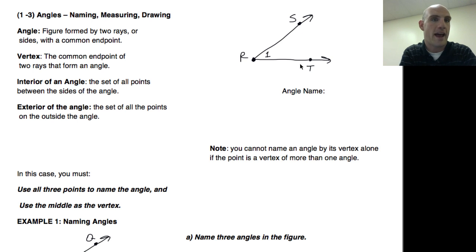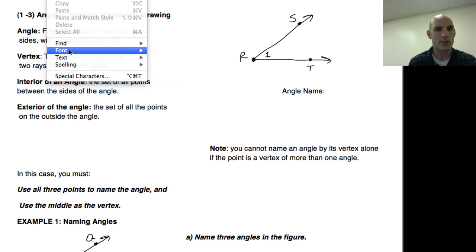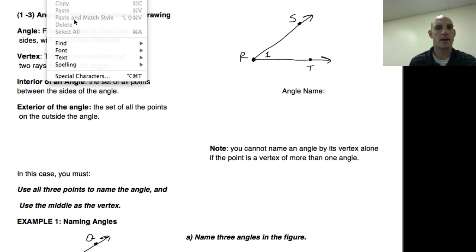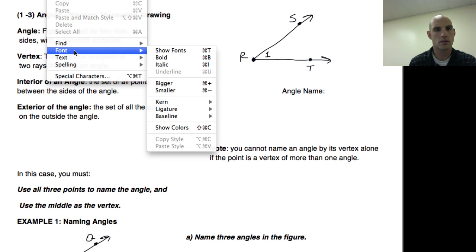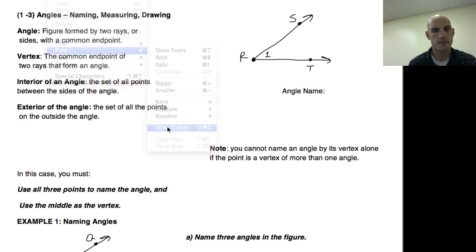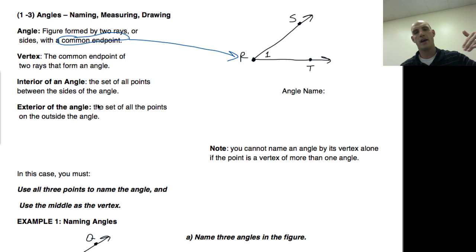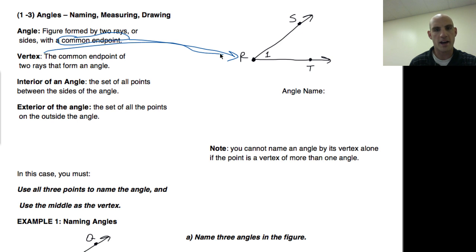The technical definition of an angle is a figure formed by two rays or sides with a common endpoint. If we look at exactly what that common endpoint looks like, it is this point here, that is R. R is that common endpoint because it's shared by SR, and it's shared by RT. Okay, so that's the common endpoint. This is also called the vertex. So the vertex is that common endpoint.